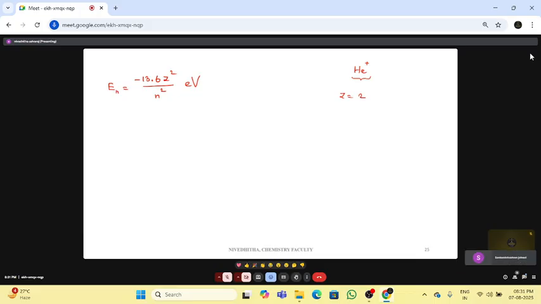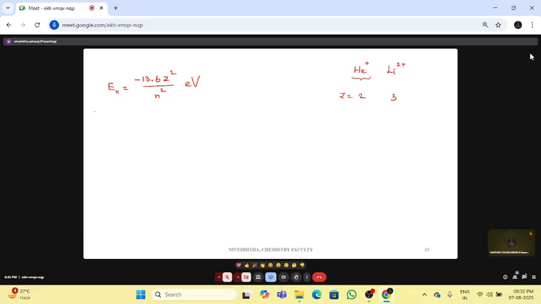So whenever you write the formula, please represent this atomic number, don't leave it out. If it is hydrogen, the atomic number is 1, so it becomes minus 13.6 divided by n square. But whenever you apply Bohr's model to any other single electron system, the atomic number will not be 1, so you should not leave Z out of the formula. Please mention the atomic number in your formula. Similarly, we cannot apply Bohr's model to lithium, but we can apply it to Li 2 plus. What is the atomic number of lithium? 3, ma'am. 3. Right.